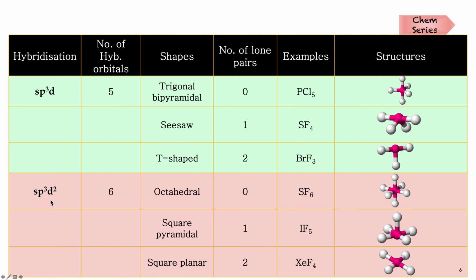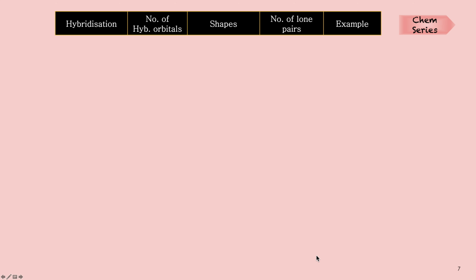And for sp3d2, the shape is octahedral when we have 0 lone pairs, for example SF6. When one atom is again replaced by a lone pair, it will be square pyramidal, for example IF5. And when another atom is replaced by a lone pair, it will be square planar, for example XeF4. So I will discuss how the shapes are being formed.